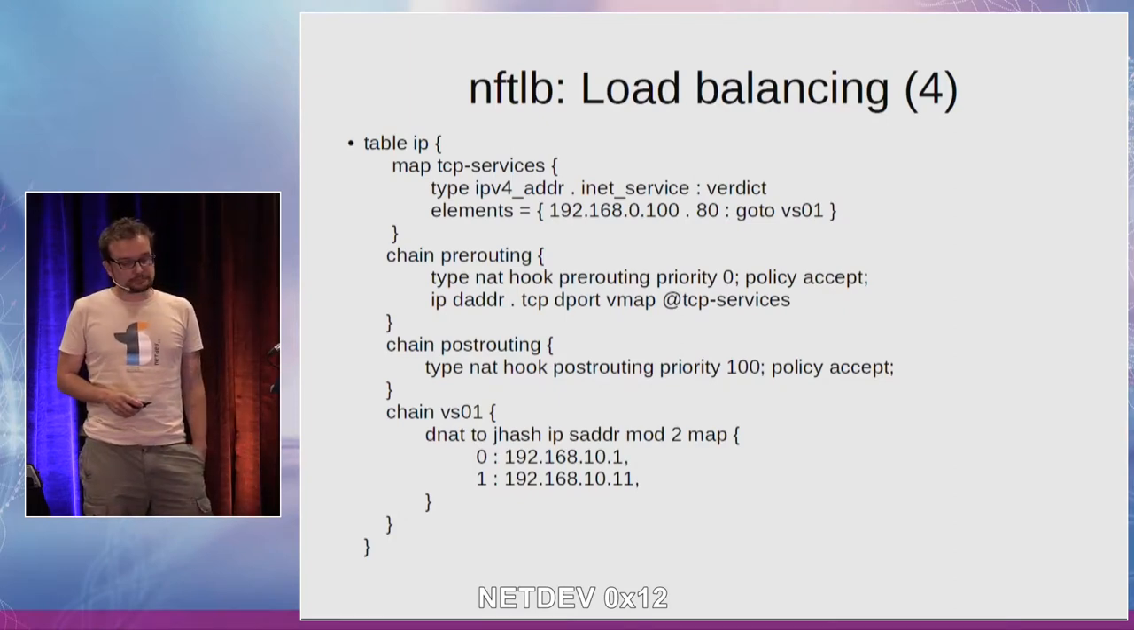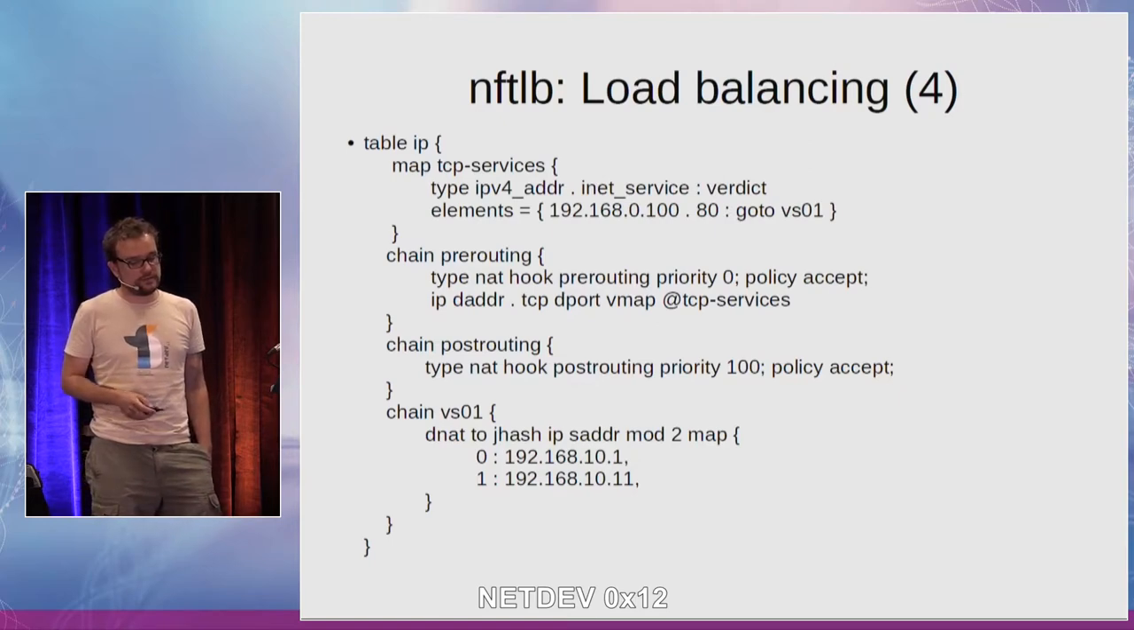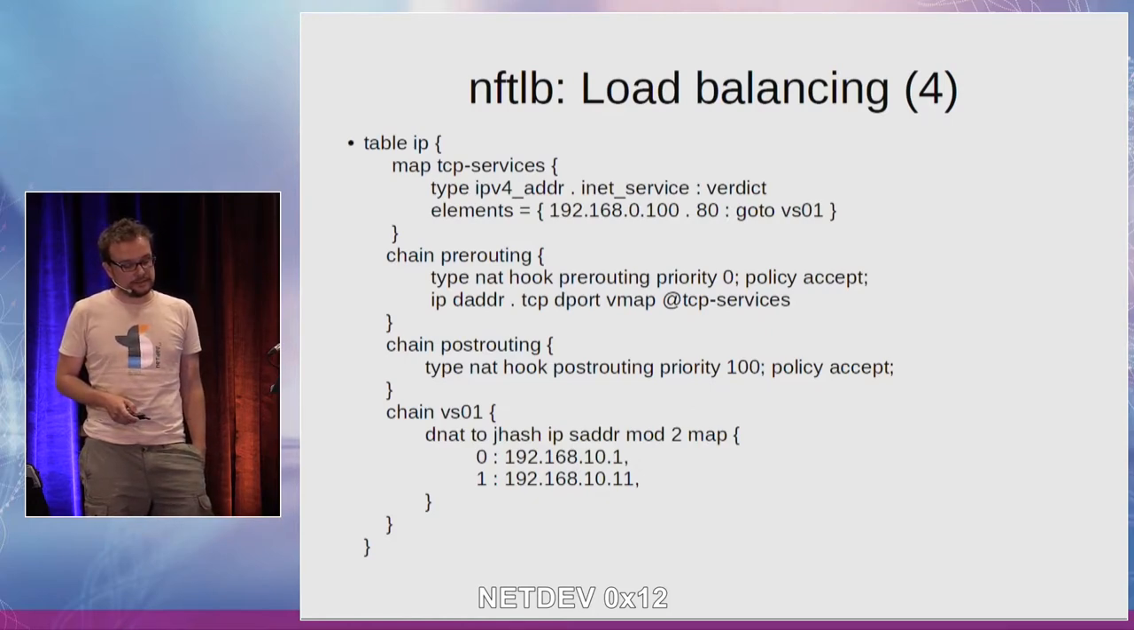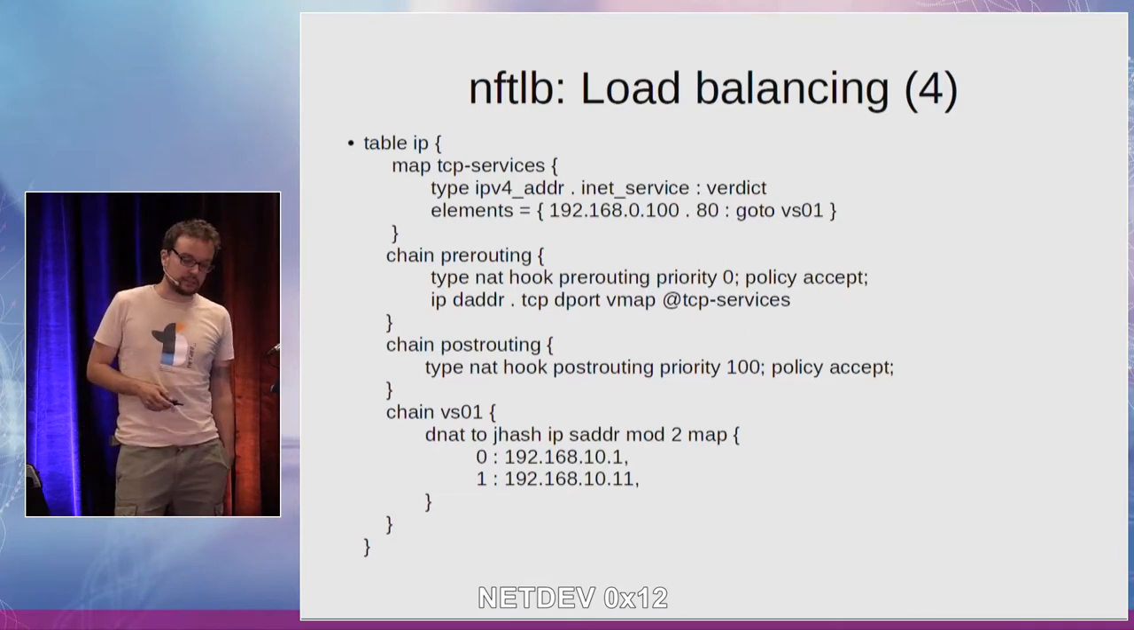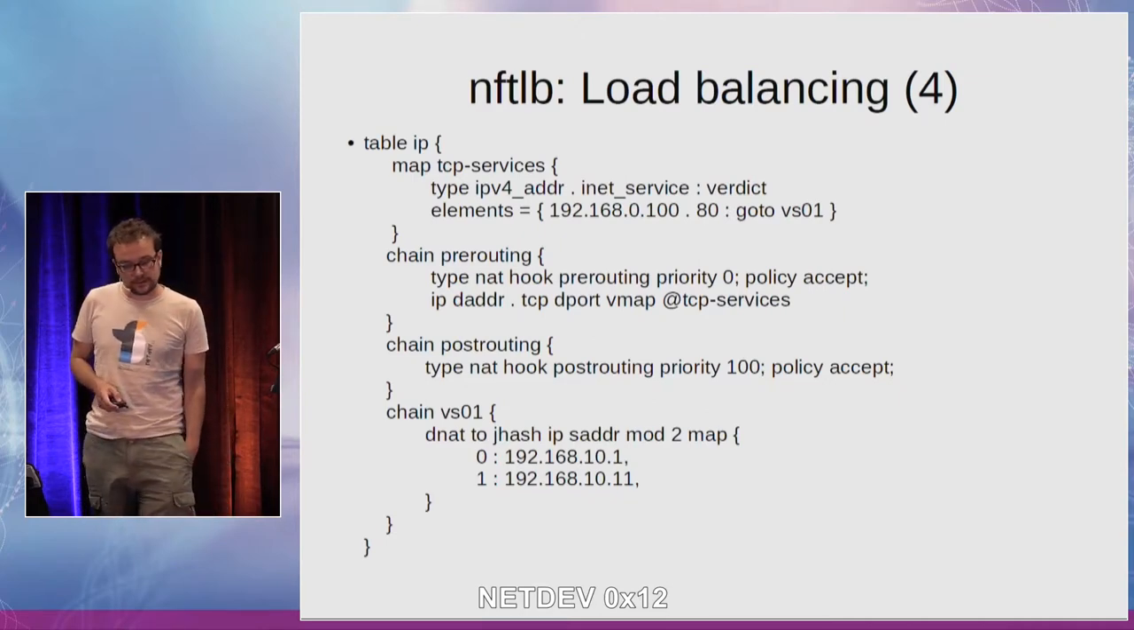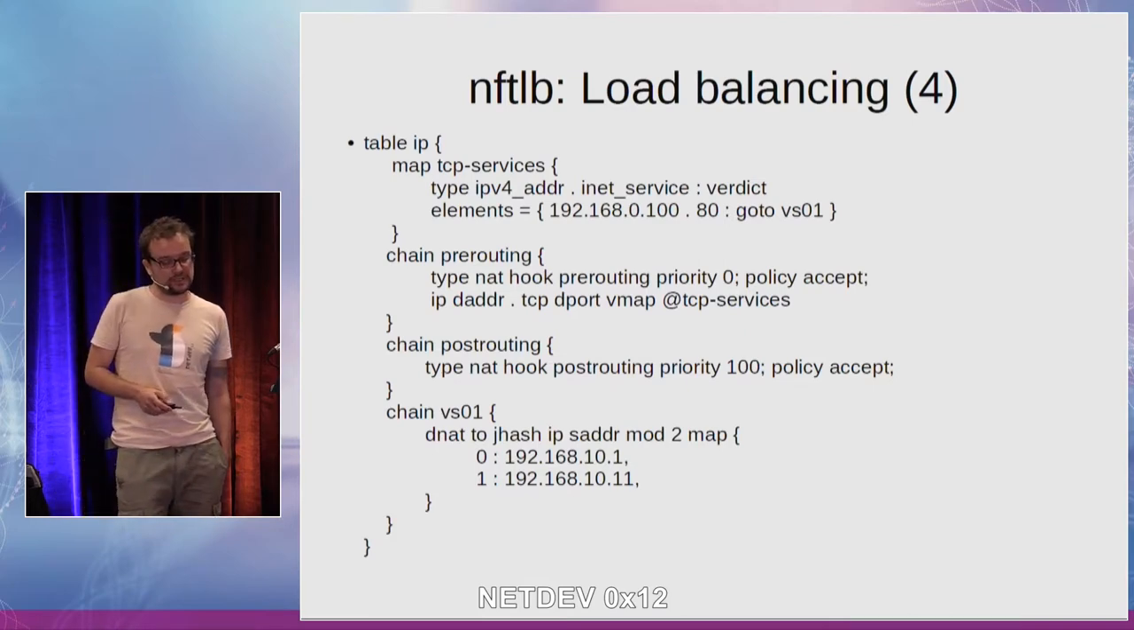And then from the pre-routing chain, what we are going to do is find a matching in the map, and based on that we are going to apply the action. And then when going to the VS1 chain, from there we have the rule that is going to apply the load balancing based on the hashing. So the DNAT chain on the VS1 chain is basically just hashing on the IPv4 source address. It's applying modulus 2, and then based on that we are going to obtain the destination NAT that is going to be applied to the packet.